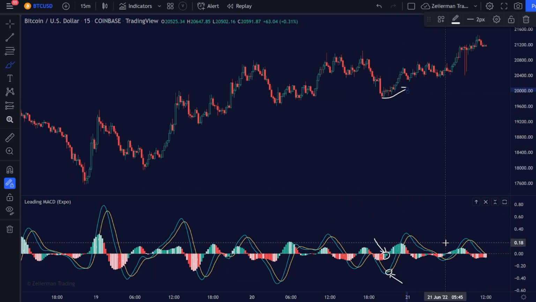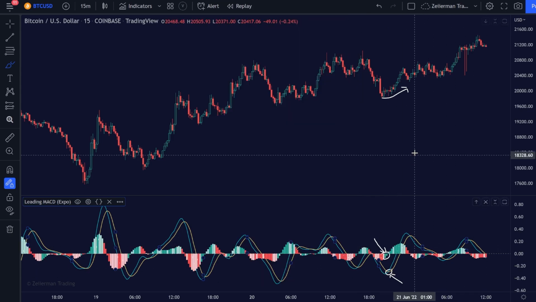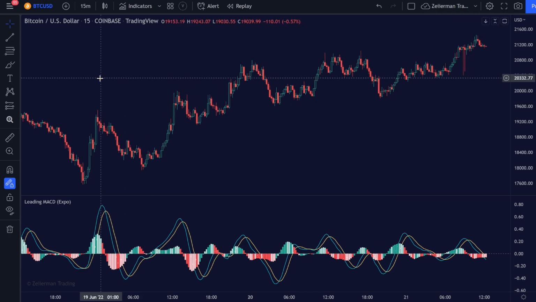And if you want, you can disable this feature within the setting panel. You just disable the leading MACD histogram and you will get the original color based on the MACD lines. And so we can clearly see how powerful this predictive leading histogram is, which can help traders to understand the next move. The strength in this indicator is that we can get a great heads up before the move is happening.